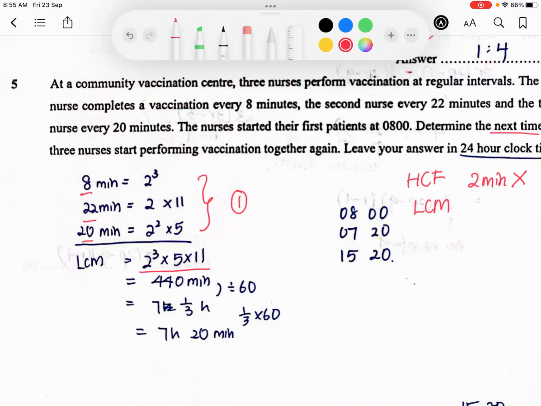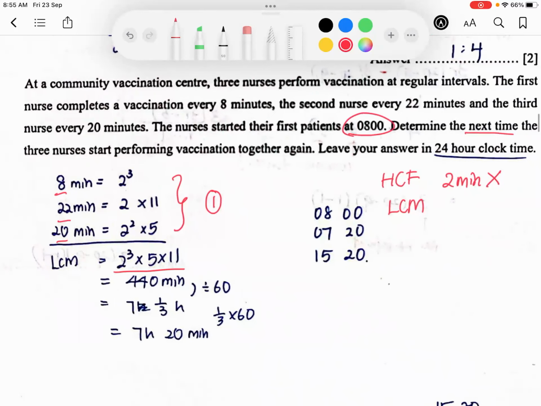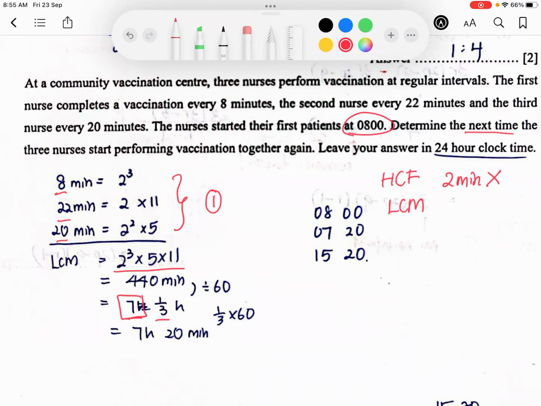But this LCM is all in terms of minutes. They gave me an hour and minute clock itself. They want a 24-hour clock. So I have no choice. I must change this to how many hours, how many minutes. So for me, I divide by 60. When I divide by 60, immediately I get 7 something. So this means I definitely must have 7 hours. The remaining over here, I multiply back by 60 to find the number of minutes that I have.